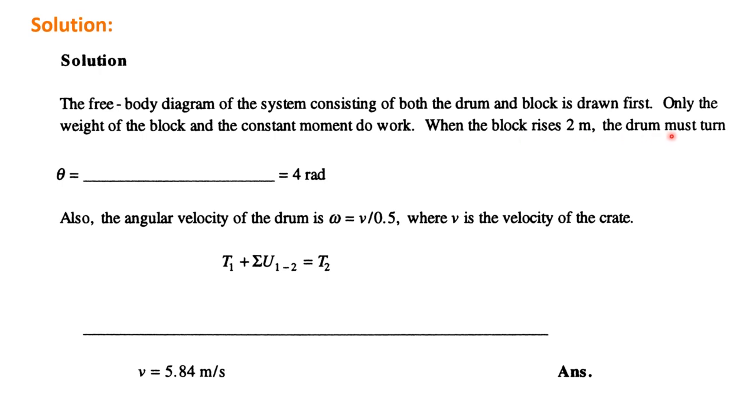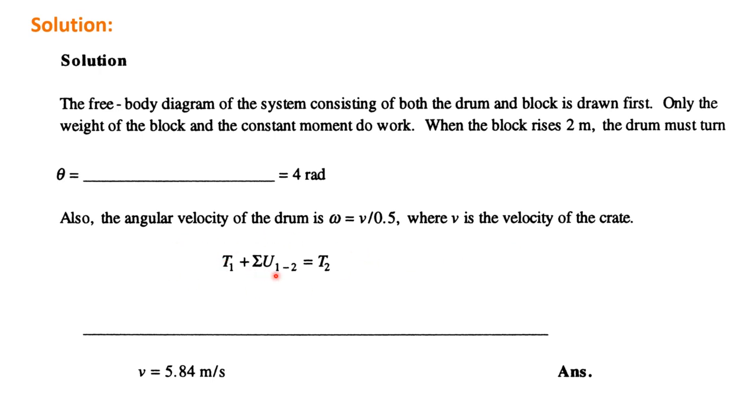When the block is raised 2 meters, the drum must turn, so theta should be found to be equal to 4 radians. Now I'll show you how we calculate the theta value in radians. Once again, if the cable turns for 2 meters around the drum, the drum will be rotated 4 radians. Also, the angular velocity of the drum omega is equal to v divided by 0.5, where v is the velocity of the crate.